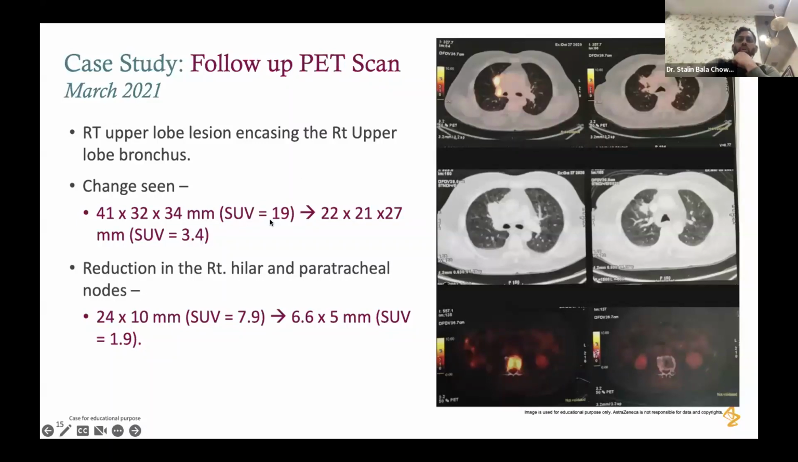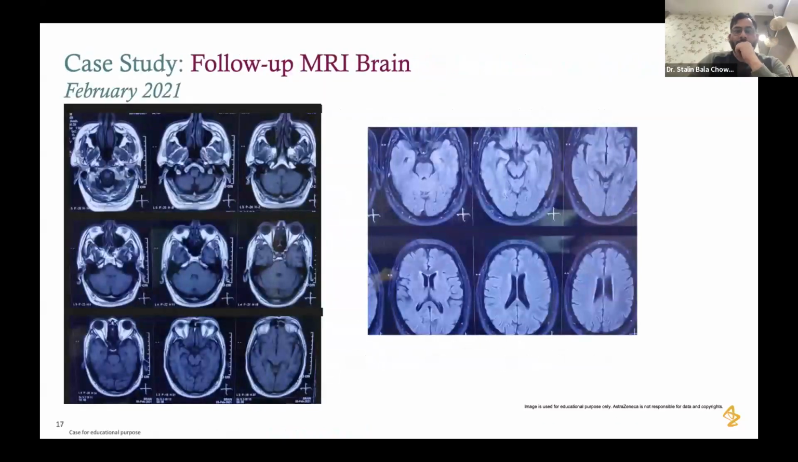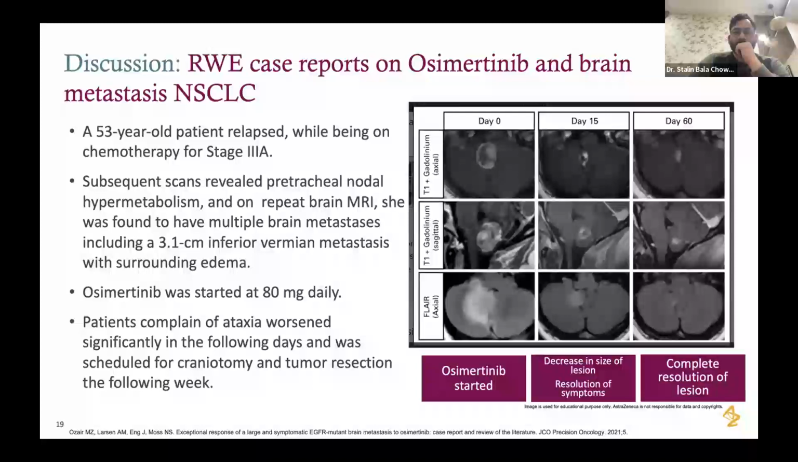In this case, this is the follow-up PET CT scan in March 21. There was a good response, and this is the effectiveness of TKIs in brain metastasis. Osimertinib provides good overall response rates and CNS disease control rates, and the median duration of CNS response was not reached compared to the first generation TKIs. This is the follow-up brain MRI. There was a complete resolution of the brain metastasis, and no additional intervention was required.